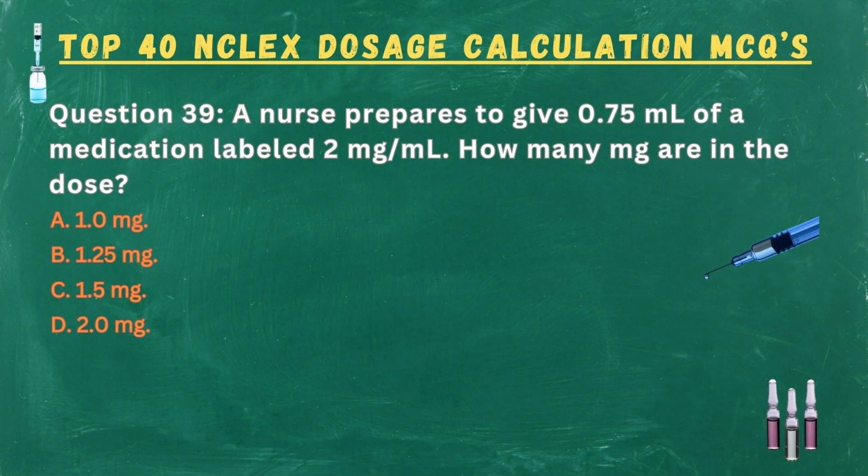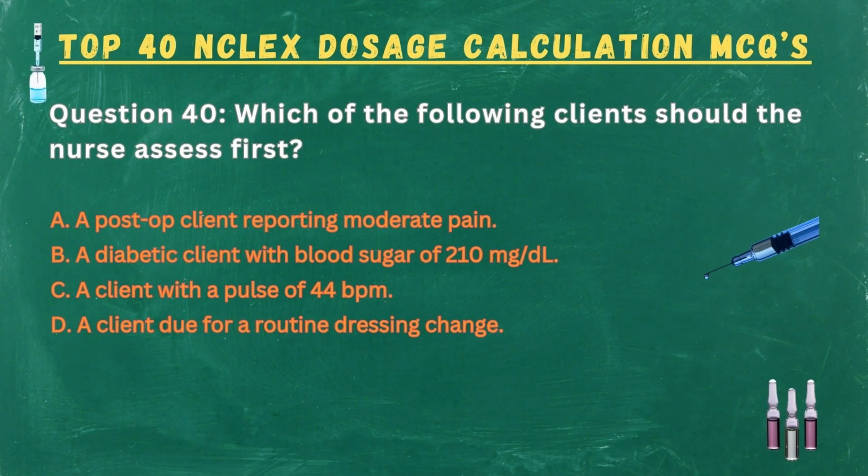Question 39. A nurse prepares to give 0.75 milliliters of a medication labeled 2 milligrams per milliliter. How many mg are in the dose? A. 1 milligram. B. 1.25 milligrams. C. 1.5 milligrams. D. 2.0 milligrams. Answer. C. 1.5 milligrams.